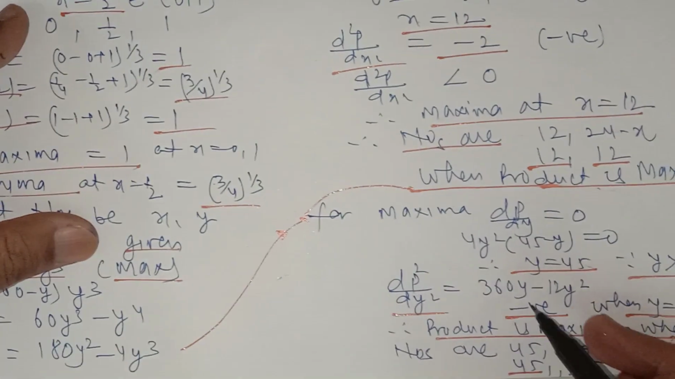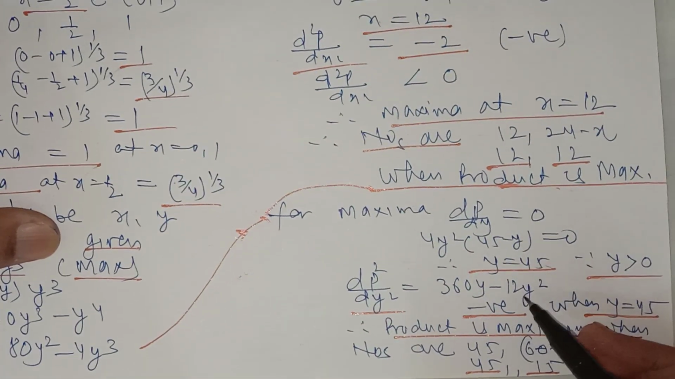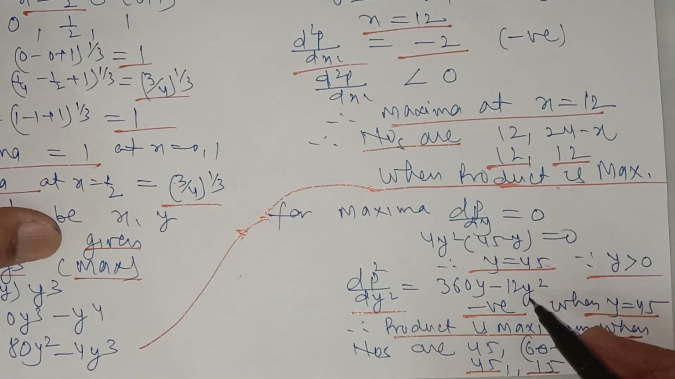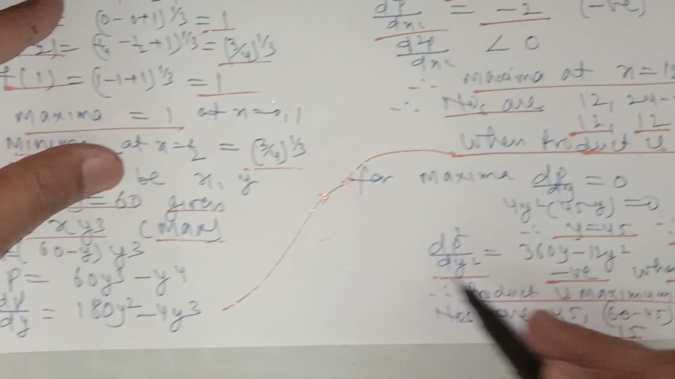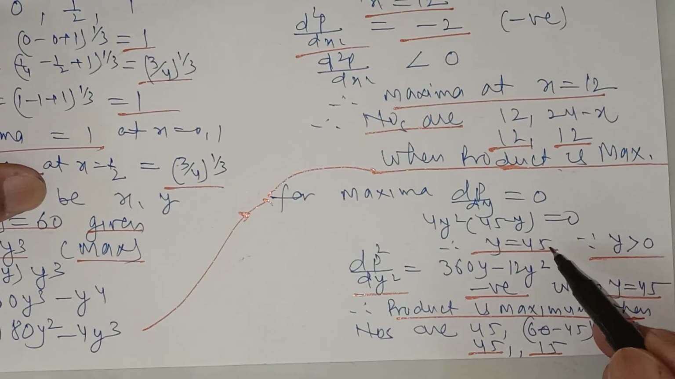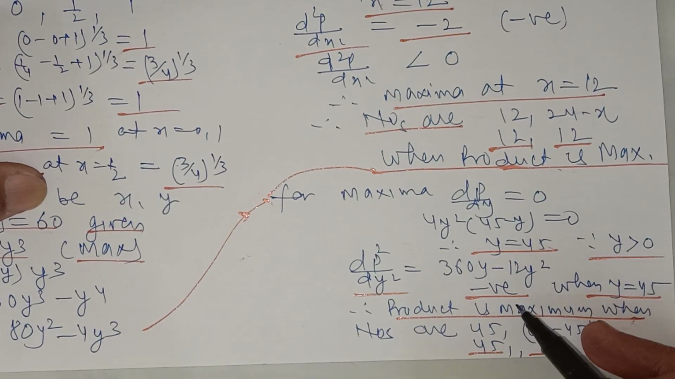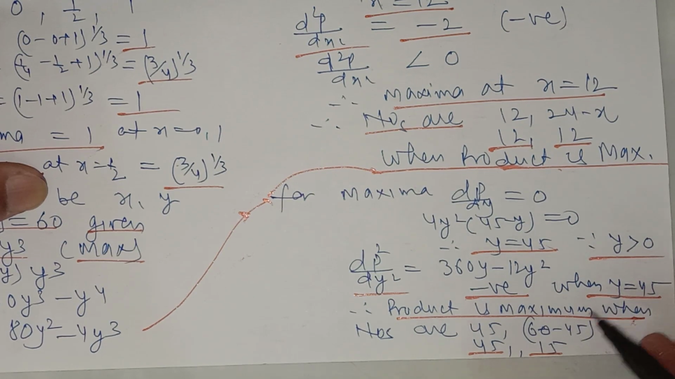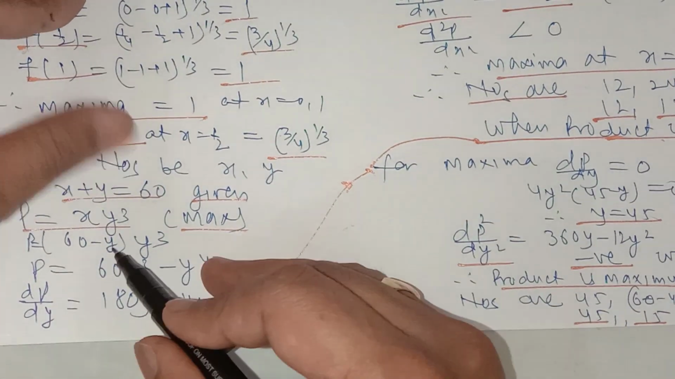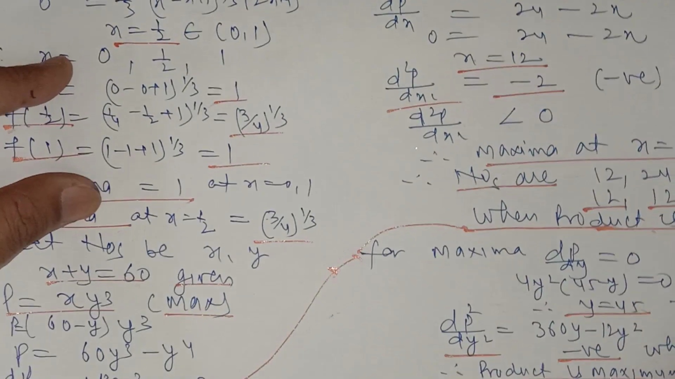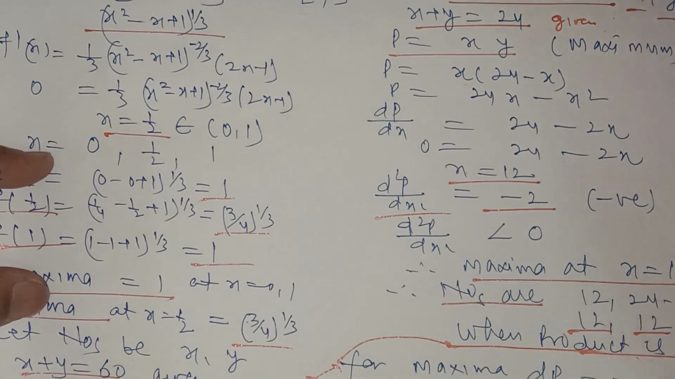Find the second derivative of this function. We are getting this. Replace the y as 45 here: 360 into 45 minus 12 into 45 square. It will be negative. It means the product x y cube will be maximum at y equal to 45. So the first number is 45, then the second will be 60 minus 45. That is, we can break the two numbers as 45 and 15. Then the value of x y cube will be maximum.